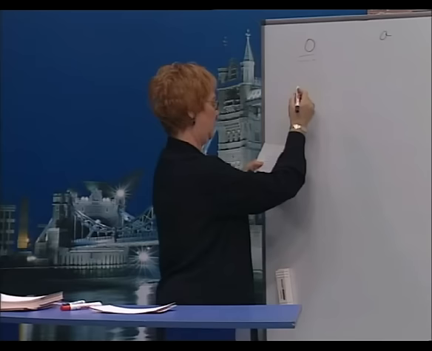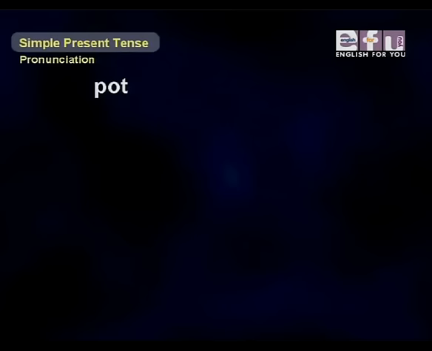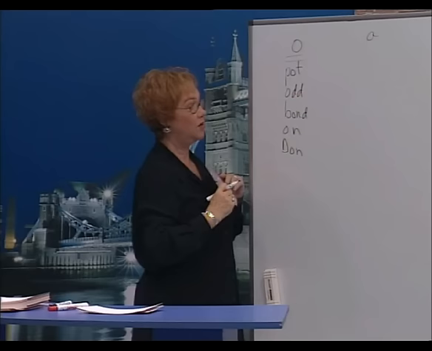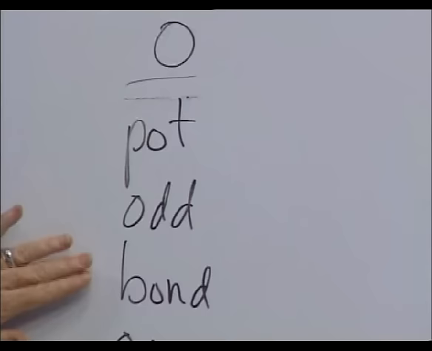This is the short O sound. Pot, odd, bond, on, dawn. Okay? Pot, odd, bond, on, dawn.